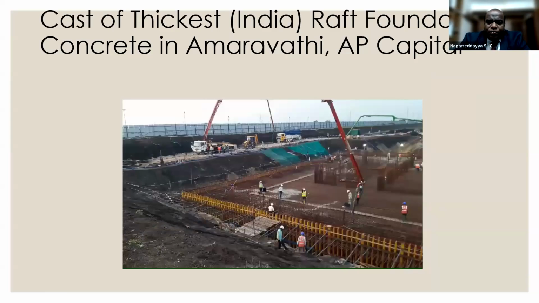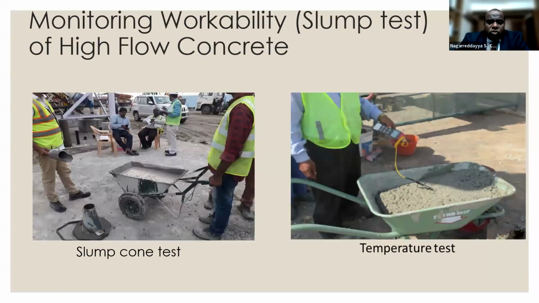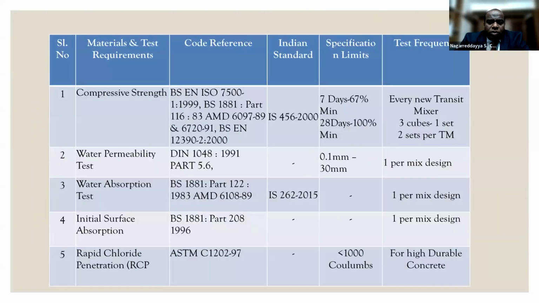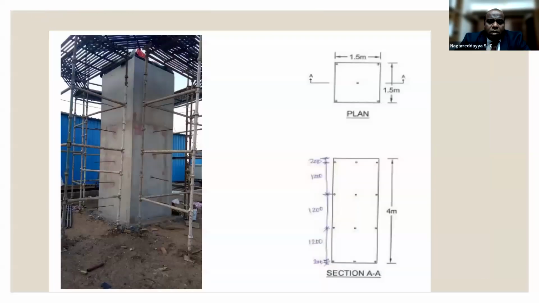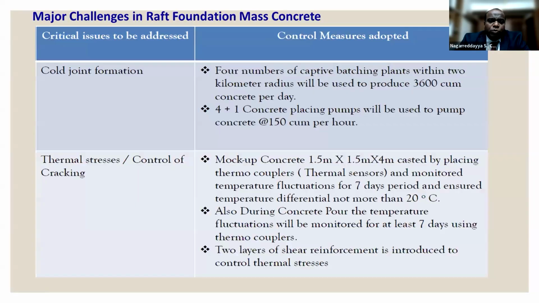So we have done mock-ups also, to monitor the temperature control and temperature rise. In temperature controlled concrete, we have to limit the temperature to 69 degrees maximum, with variation within 20 degrees between the core and the surface. Thermocouples are inserted and monitored before we do the mass pour.